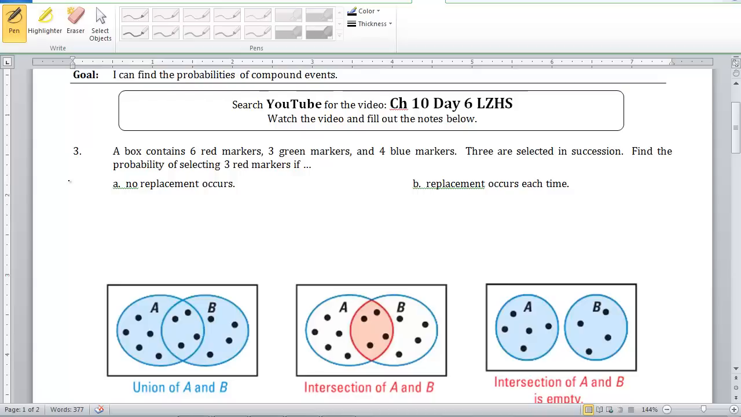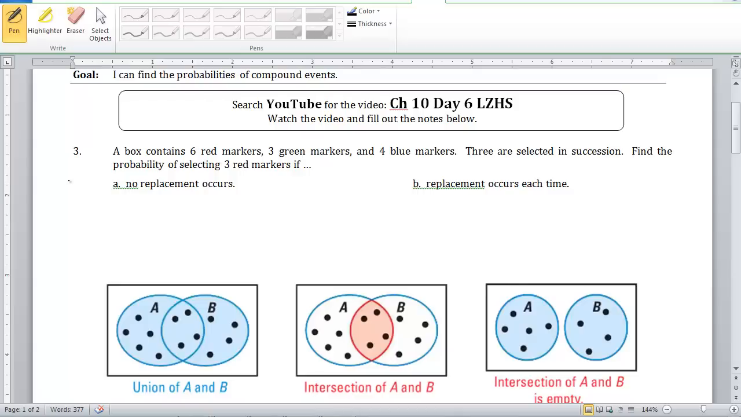Find the probability of selecting 3 red markers if, in part A, no replacement occurs, so we pull one out, the next, and then the third, or in B, replacement occurs each time, so we pull a marker out, put it back, pull a marker out, put it back 3 times. So let's start with A, no replacement.